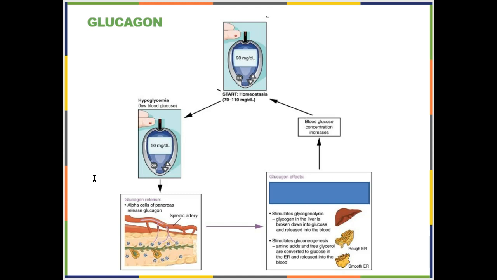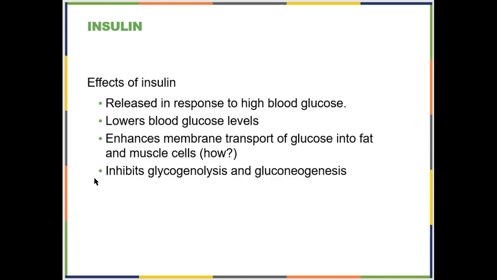Whoops, and here's a figure for glucagon. I forgot that was in there. Then insulin would be its antagonistic partner. So insulin is released in response to high blood glucose levels, and what it is going to do is lower your blood glucose levels.